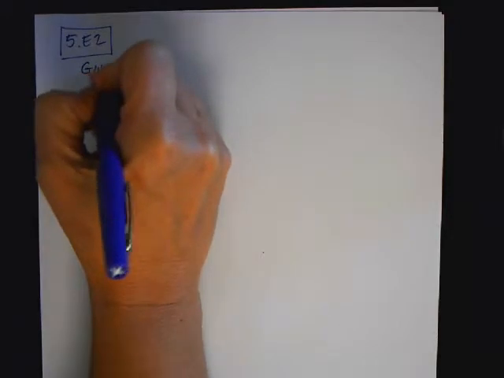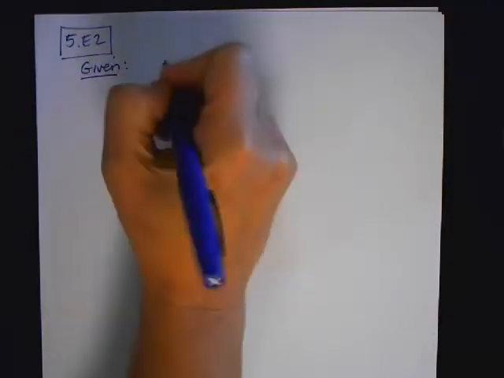Okay, so we're going to do Chapter 5, Practice E, problem number 2. So we're going to read the problem. It says a 755 Newton diver. So we're going to write our given. We're going to write our find.